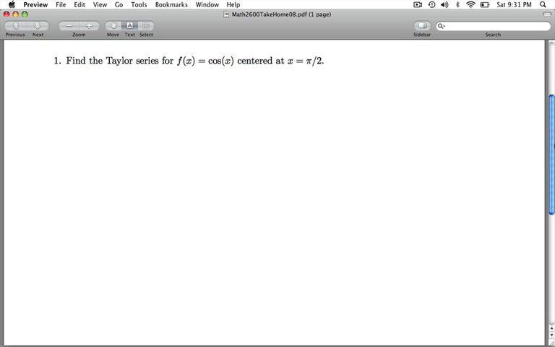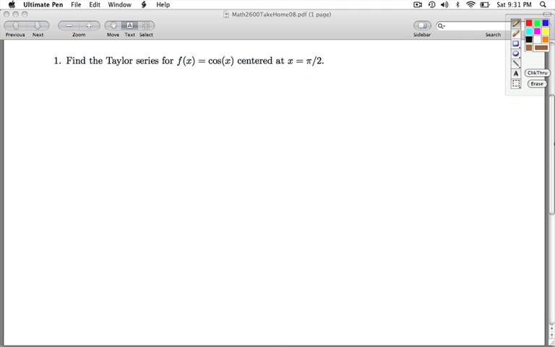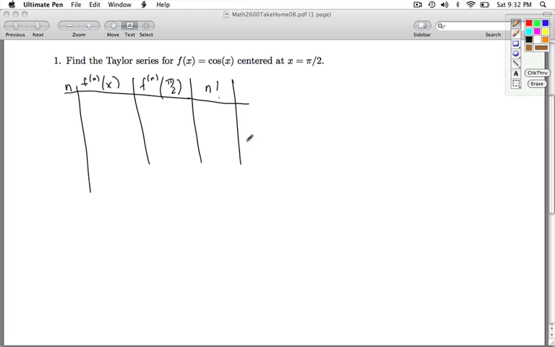We're asked to find the Taylor series for cosine centered at x equals pi over 2. So we can make up our little chart here: n, the nth derivative at x, the nth derivative at our center, which is pi over 2, n factorial, and the nth derivative at the center divided by n factorial. This is how we build our little coefficients here for our Taylor series.